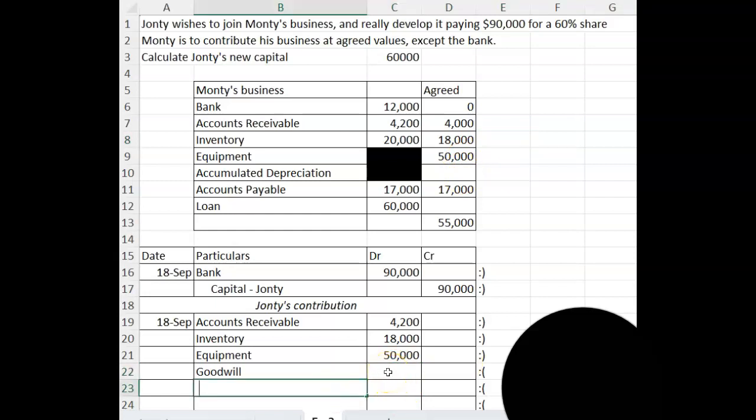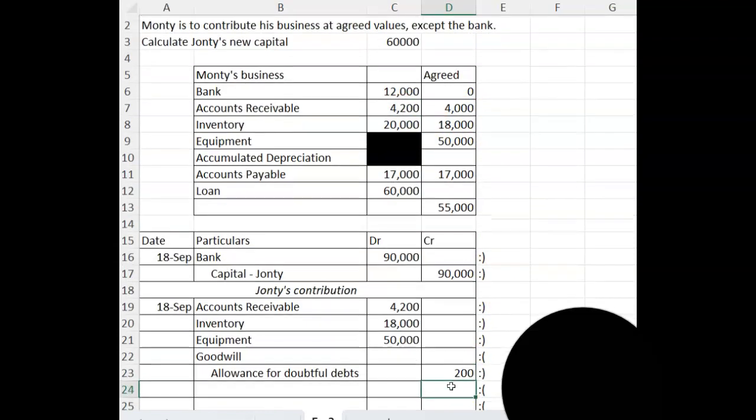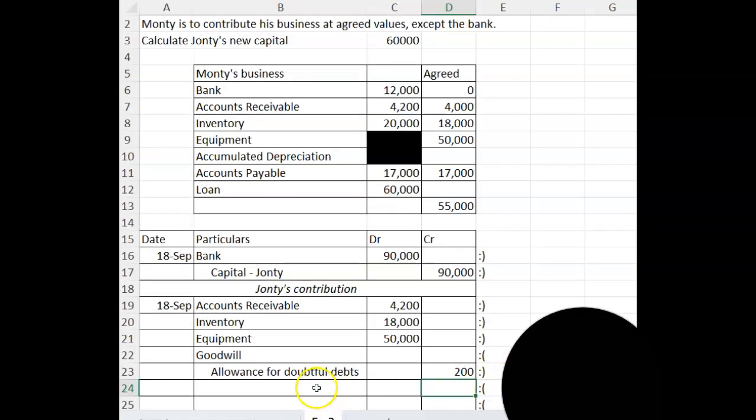Don't forget your 5 spaces. And we're going to type in allowance for doubtful debts. Remember, that's the difference between the current accounts receivable and the agreed value. So there's 200, which we think we won't be able to get. Smiley face, great. Again, 5 spaces.